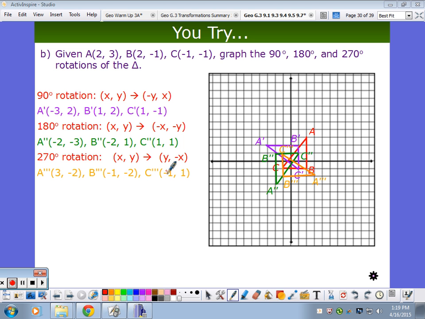The important thing when you're working these is make sure that if it's a 90-degree rotation, you wrote out this rule. If it's a 180-degree rotation, you wrote out this rule. 270, write out the rules so that you can make the transformations on the points. This one's kind of crazy because it's all on one place.